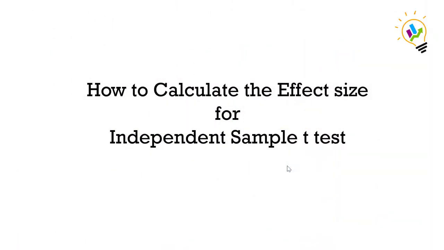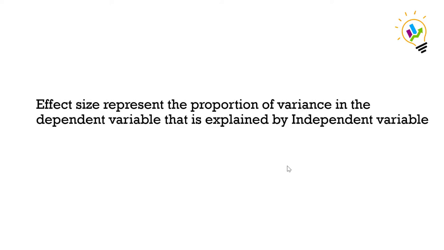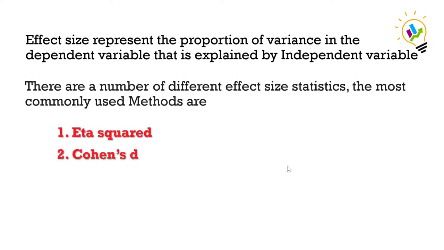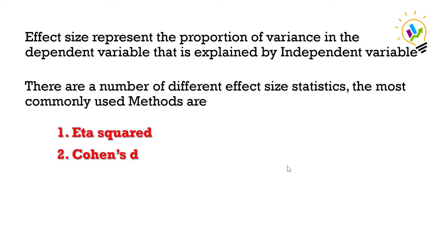In this video, I am going to discuss how to calculate the effect size for an independent sample t-test. The effect size represents the proportion of variance in the dependent variable that is explained by the independent variable. There are a number of different effect size statistics. The most commonly used methods are eta squared and Cohen's d.